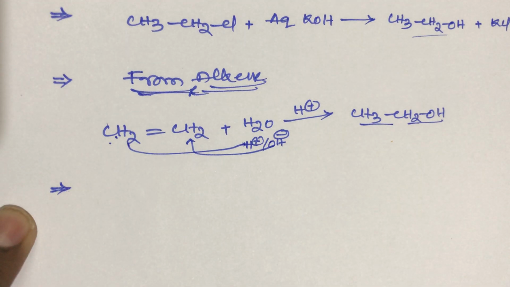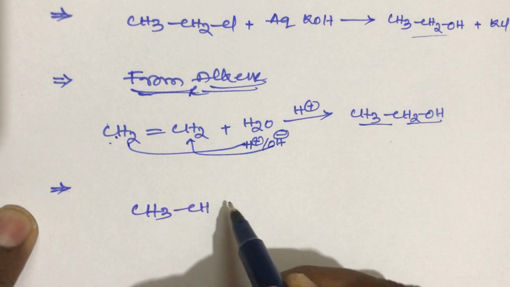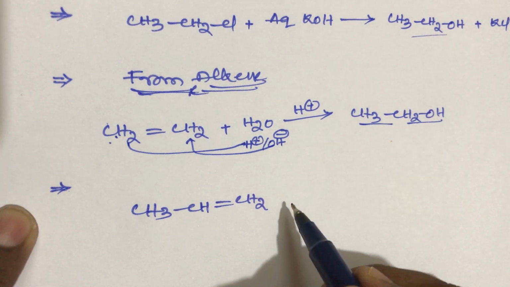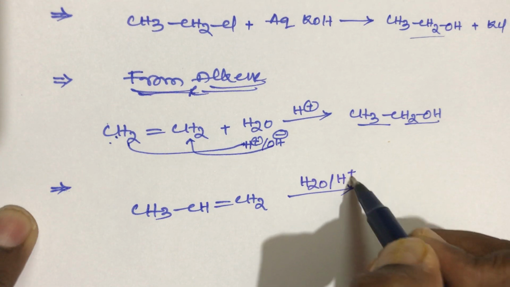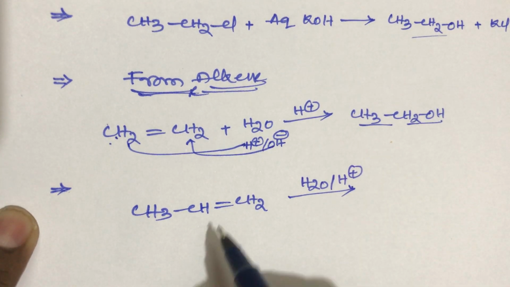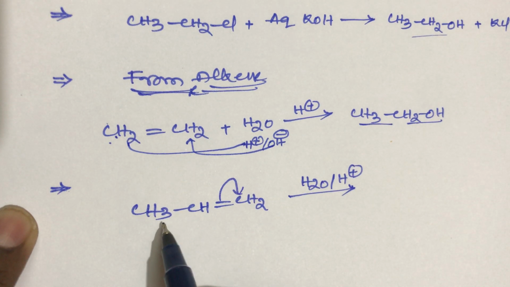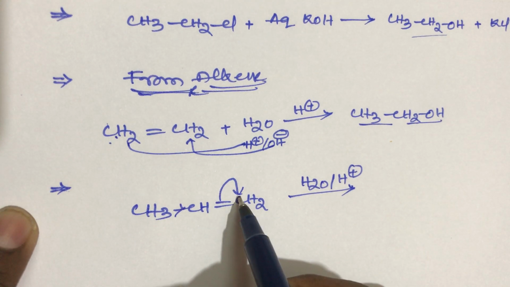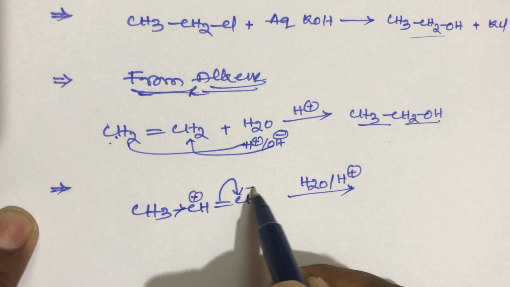How to prepare a secondary alcohol, students? Same from alkene, an unsymmetrical alkene, CH3CH=CH2. When the unsymmetrical alkene reacts with water in the presence of H+, the bond shifts towards the right-hand side only. Why? Because the methyl group on the left-hand side is always an electron-releasing group. That is why this carbon gets a positive charge and that carbon gets a negative charge.